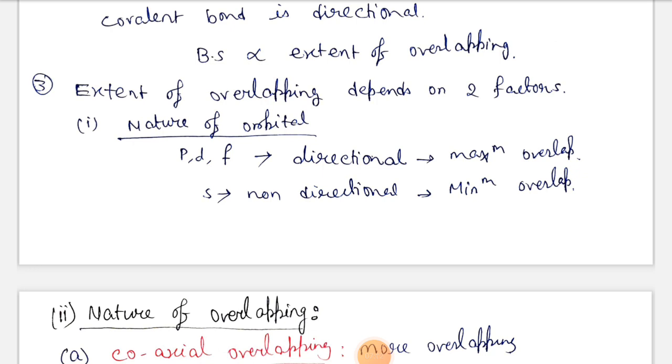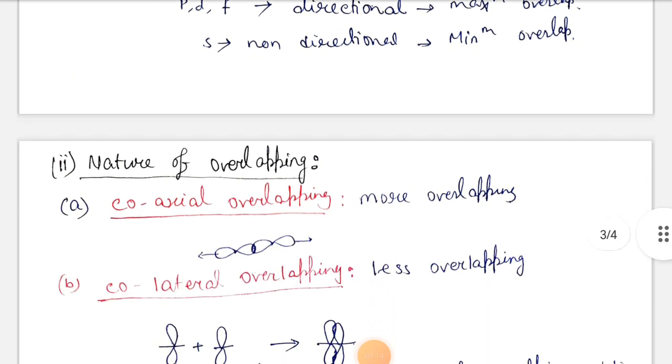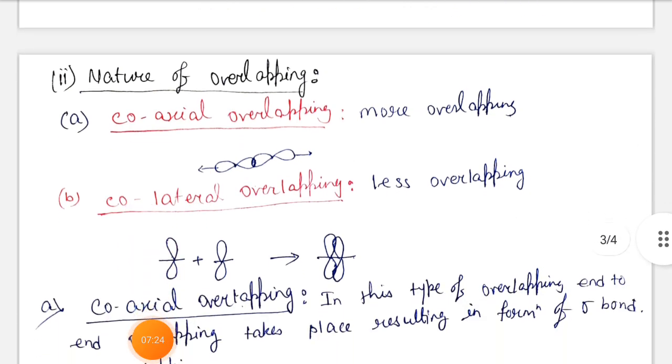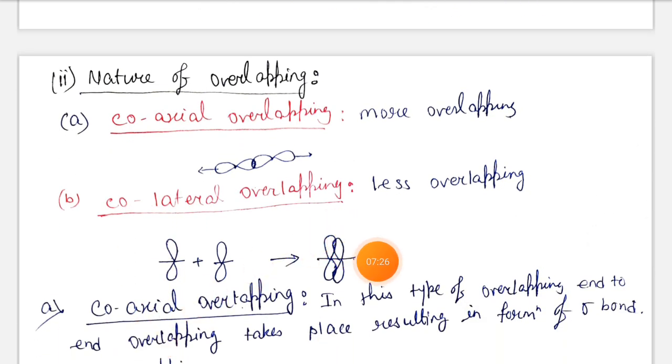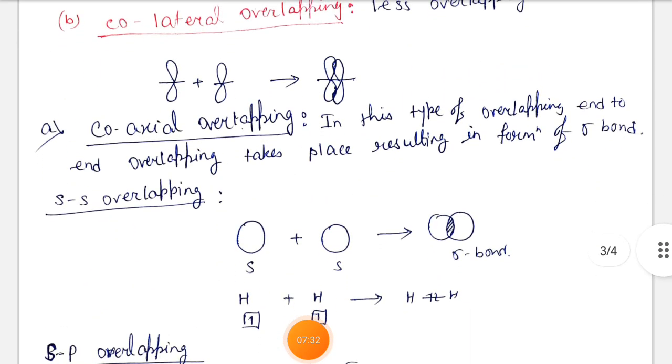Okay, next, nature of overlapping. Two types of overlapping are there. One is coaxial overlapping, that is more overlapping, that is axis-wise overlapping, and collateral overlapping, that is perpendicular to the axis. So less overlapping is there. First one is coaxial overlapping. This is the type of overlapping, end to end overlapping or axis-wise overlapping, which results in the formation of a sigma bond. If axis-wise or end to end overlapping is there, this is a sigma bond.